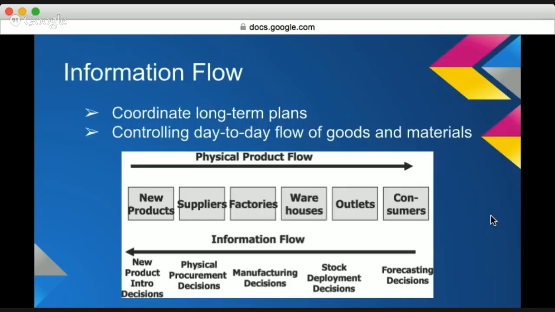It allows various supply chain partners to collaborate on their long-term plans and to control the day-to-day flow of goods and materials up and down the supply chain. Information sharing is very important in the supply chain because it is ultimately the sharing of knowledge among key players in order to serve the customers most efficiently and effectively.